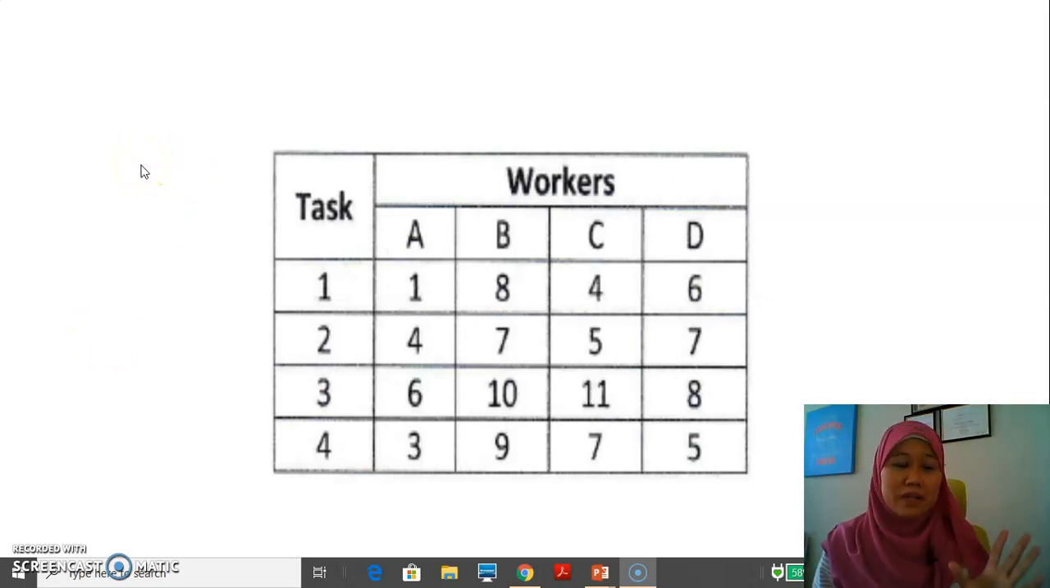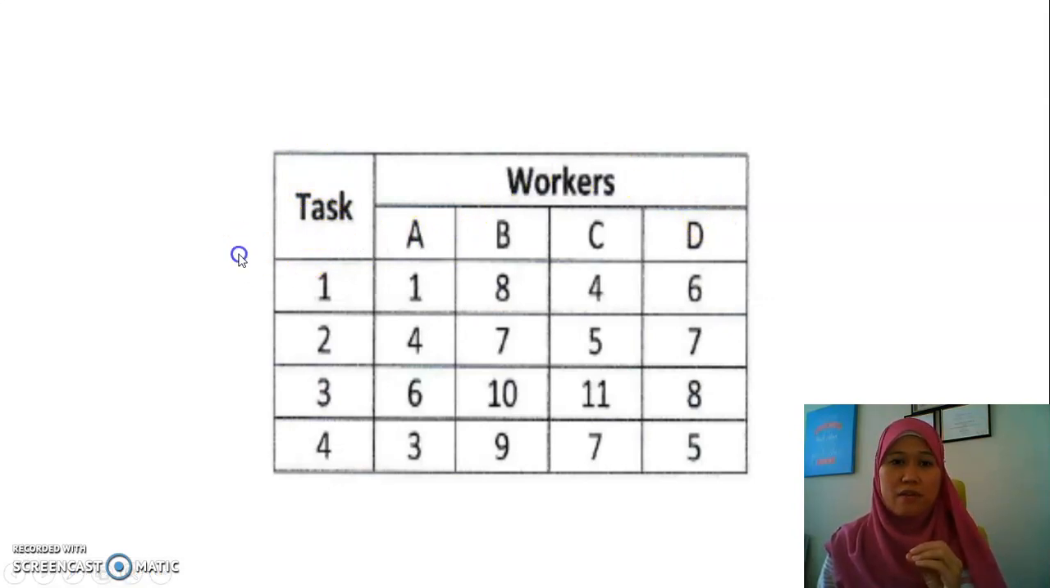Okay, hi everyone. Today we're going to do the assignment method, or the Hungarian method. So we need to check first whether the matrix is balanced or not. For this case, we have 4 workers and 4 tasks, so it's 4 by 4, so it should be balanced.